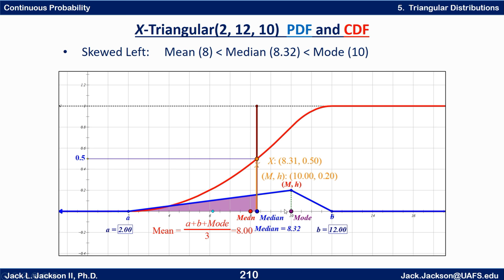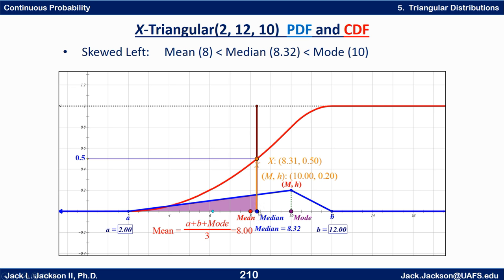Let's just use our formula for the mean, A plus B plus mode, divided by 3. So 2 plus 12 plus 10, that's 24, divided by 3 is 8. So the mean is right here at 8. And by sliding this thing across, I found that the median looks like about 8.3, or 8.31, something like that. And that gives us a y value of 0.5 on the CDF curve, or an area of 0.5 here.